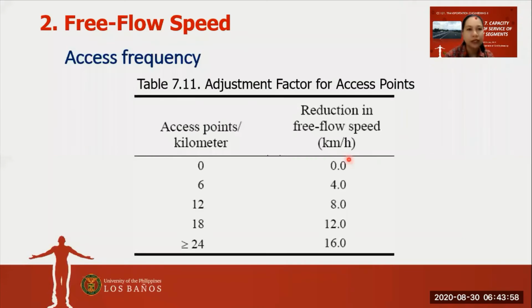And this table here shows you the adjustment factor for the access points. So notice that you should know the number of access points per kilometer of the highway. And then you can see the corresponding reduction in free flow speed. Now notice that these are in multiples of 6. So in case the number of access points is not exactly as the number here, you have to interpolate.